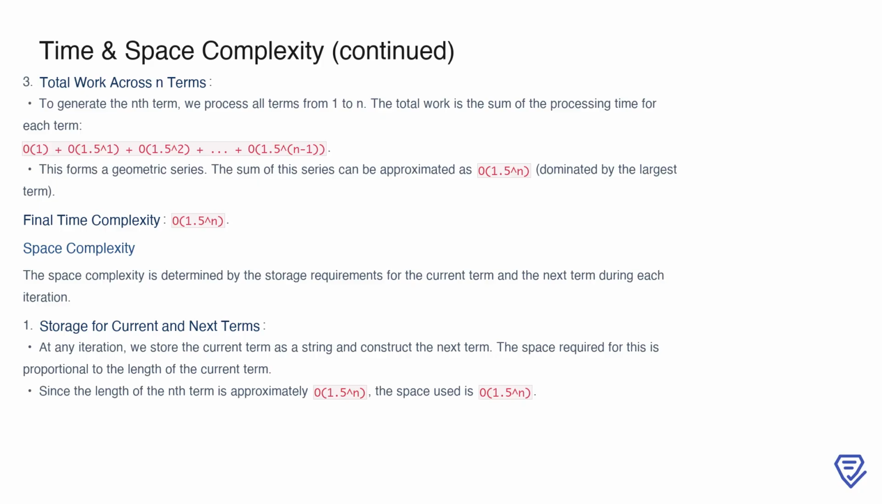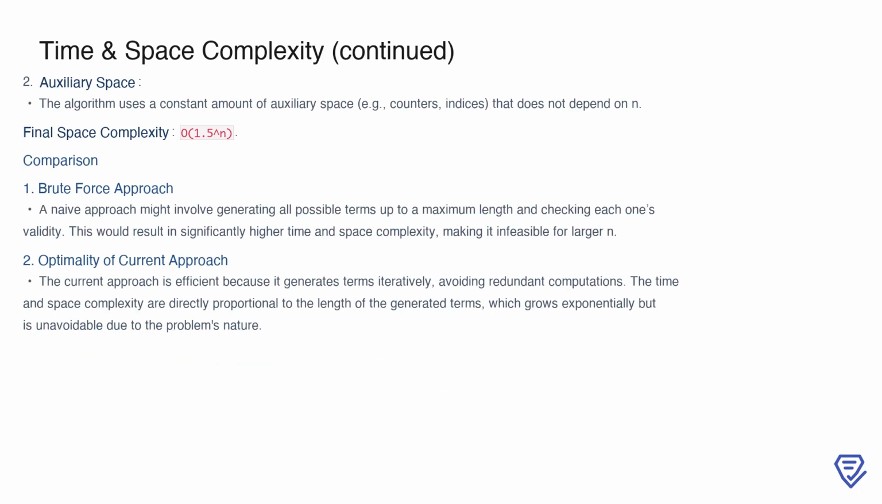Now, for space complexity, we focus on the storage requirements during each iteration. At any given step, we need to store the current term as a string and construct the next term. The space needed for this is proportional to the length of the current term, which is approximately 1.5^n. In addition to the storage for the current and next terms, the algorithm uses a constant amount of auxiliary space, such as counters and indices, which do not depend on n. This means the auxiliary space does not contribute significantly to the overall space complexity. As a result, the final space complexity remains O(1.5^n).